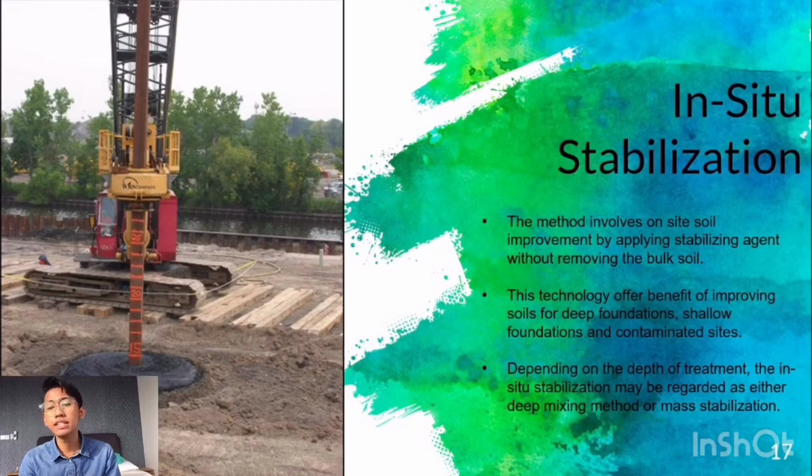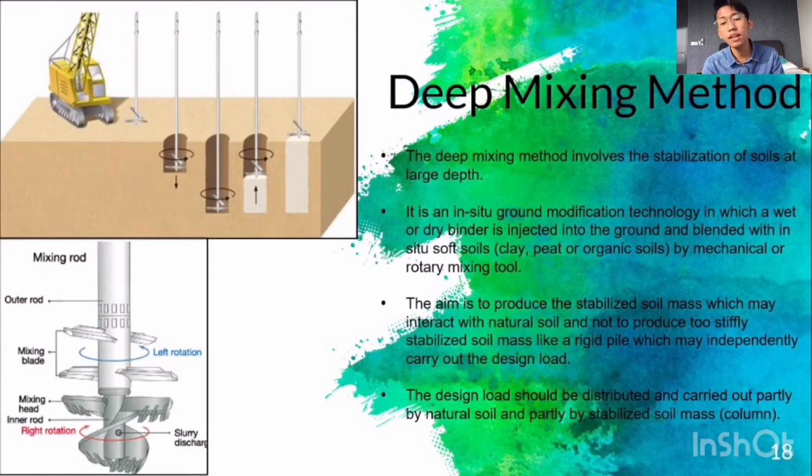First is in situ stabilization. The method involves on-site soil improvement by applying a stabilizing agent without removing the bulk soil. This technology offers the benefit of improving soils for deep foundation, shallow foundation, and contaminated sites. Depending on the depth of the treatment, the in situ stabilization may be regarded as deep mixing method or mass stabilization. The deep mixing method involves the stabilization of soils at large depth.